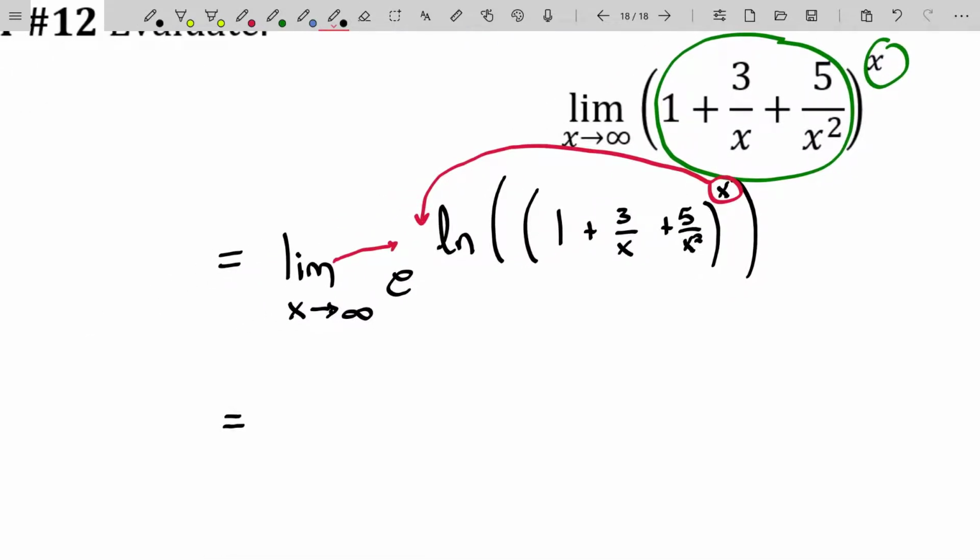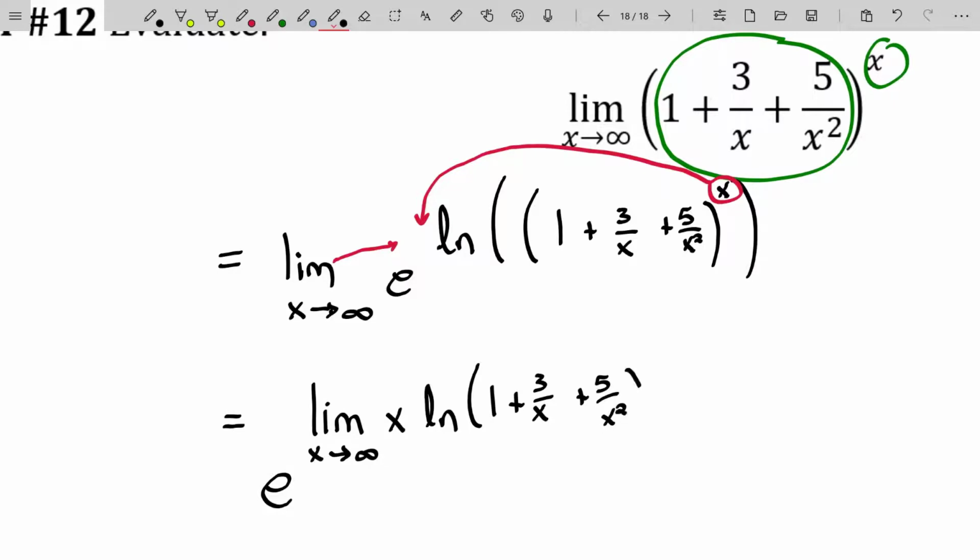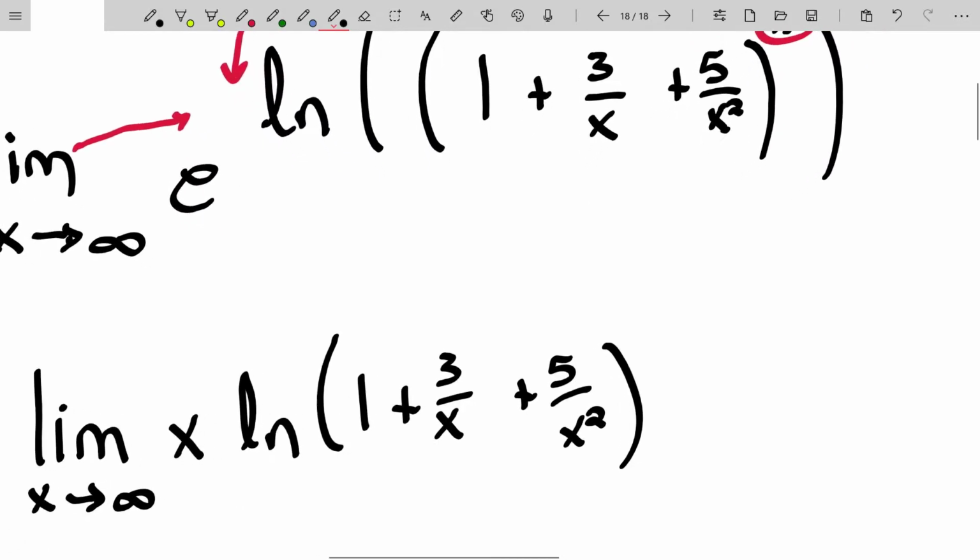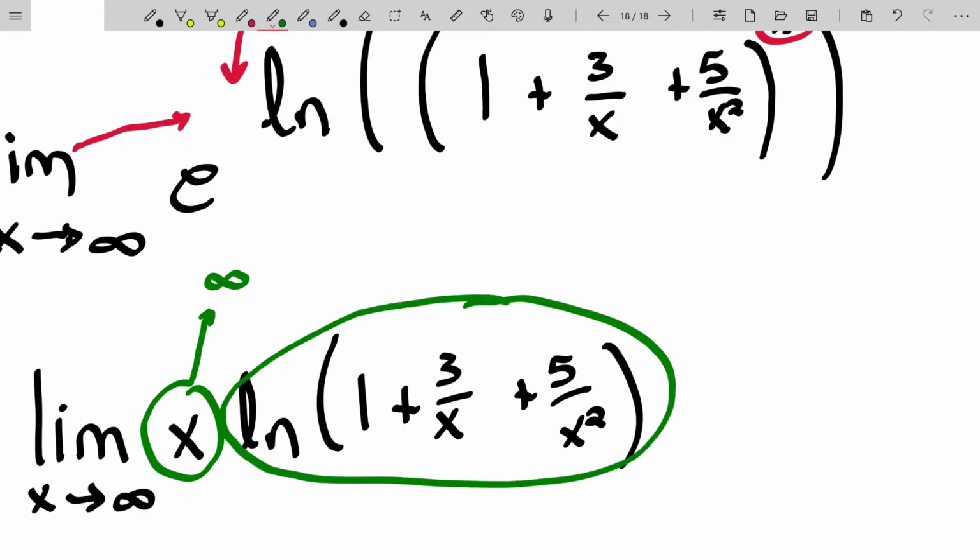This is just going to equal e raised to the limit as x wanders off to infinity of, well, we removed the exponent into the front of the logarithm. And so we have this situation right here. 5 over x squared. As x goes to infinity, now I'm just focusing in on the limit itself. As x goes to infinity, you'll get the following. I'm going to use green. This factor tends to infinity. And this whole piece right here tends to the natural log of 1, which is 0. So we have a 0 times infinity situation.